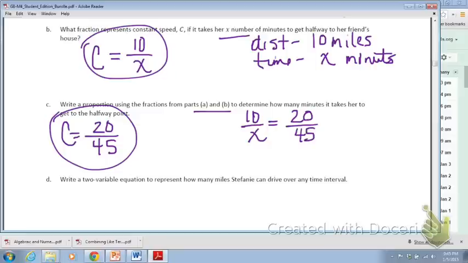Okay, I want you to look at that, maybe you have already, and see if this proportion could be solved directly. We can certainly solve it by doing cross products, but we can also solve it directly. So go ahead and pause the video and see what you think about that.